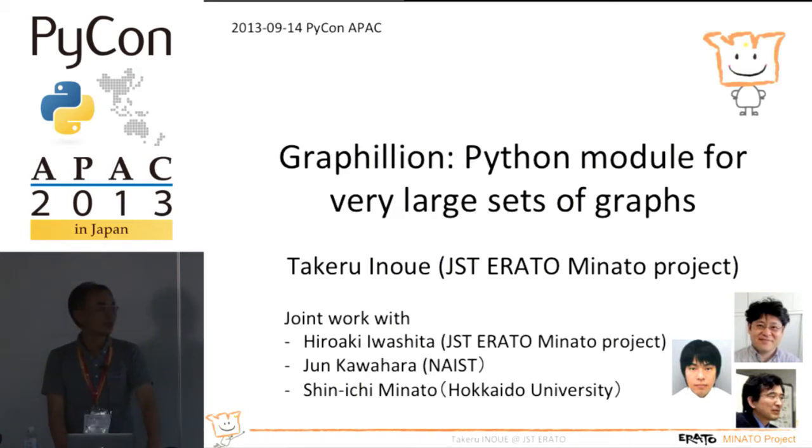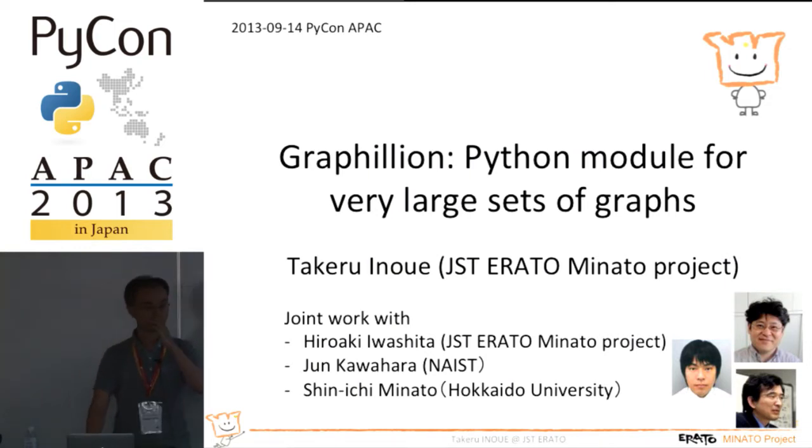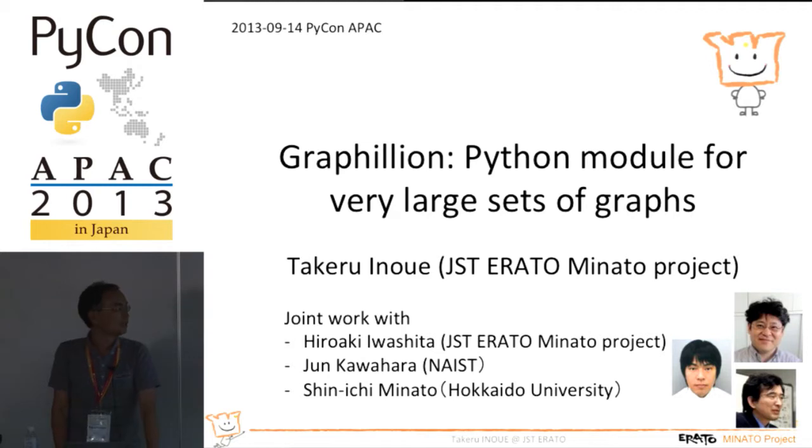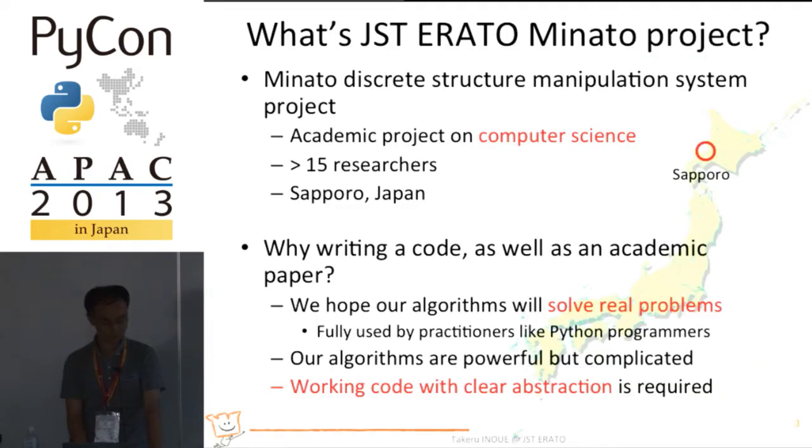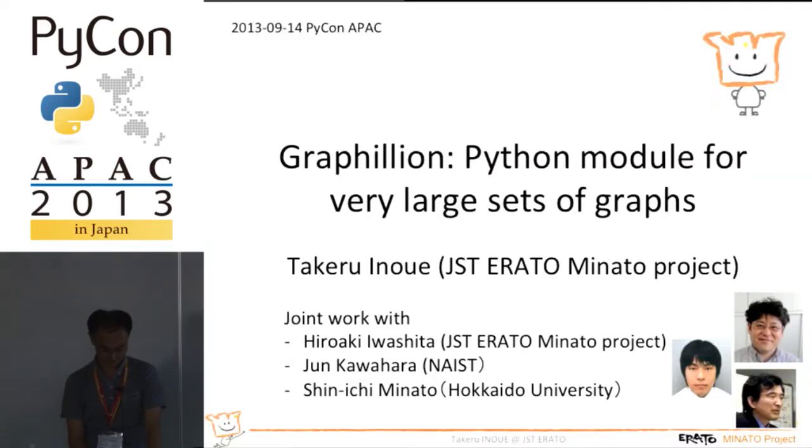Thank you, Chair. I'm Takeru Inoue from the ZDD Iterators Minato project, which is a national research project on computer science in Japan. This is joint work with Iwashita-san, Kawahara-sensei, and Minato-sensei. My talk is about Graphillion, a new Python module that efficiently handles very large sets of graphs, and it solves various graph problems like optimization, verification, and statistics.